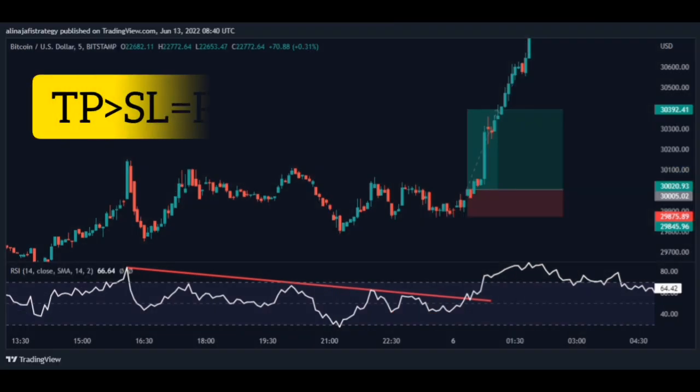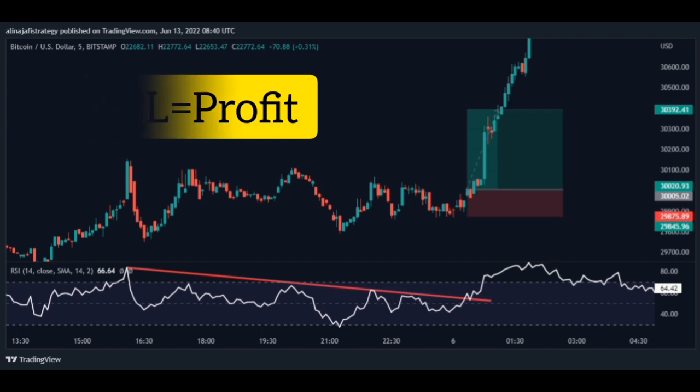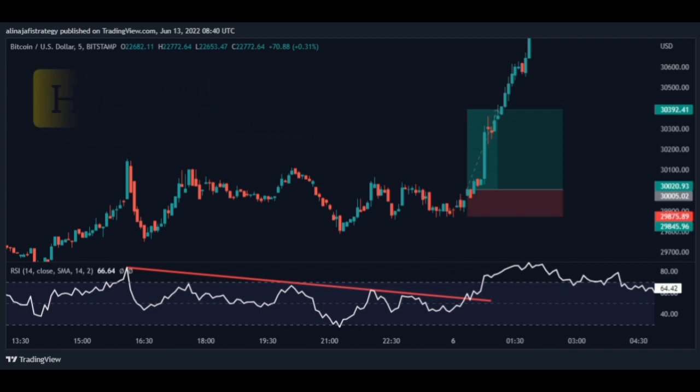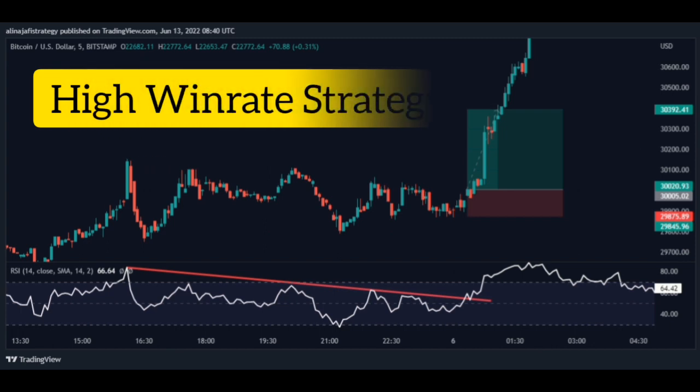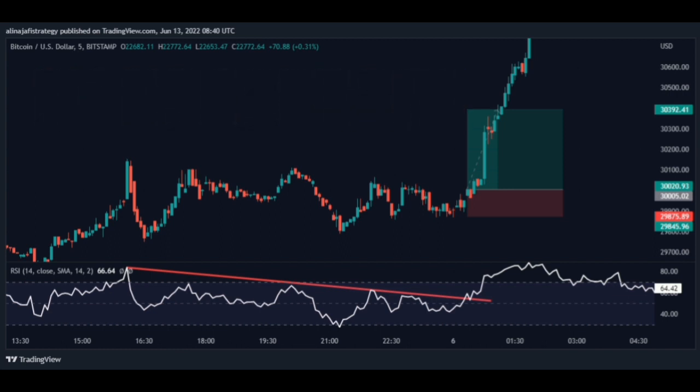In order to make more profit, you have to make the take profit bigger than the stop loss. This way you will make more profit and trade safely. If you implement the scalping strategy correctly and in a principled way, you have a very high win rate and you can easily make excellent and easy profits from Forex and Crypto and any financial market.